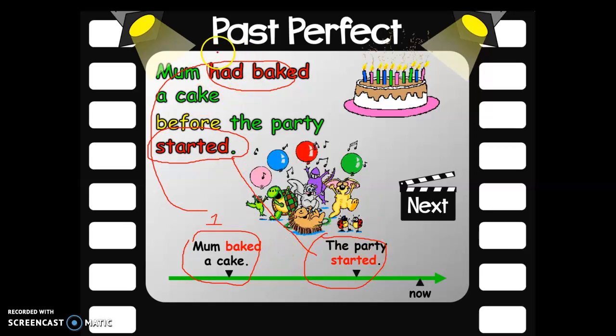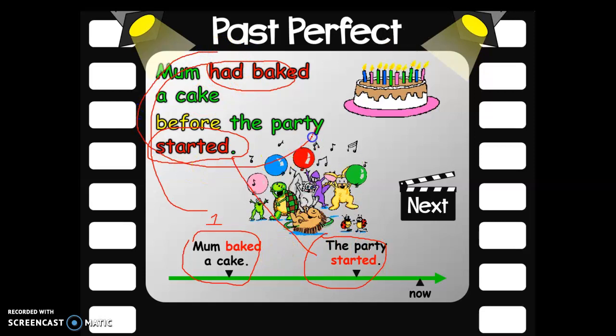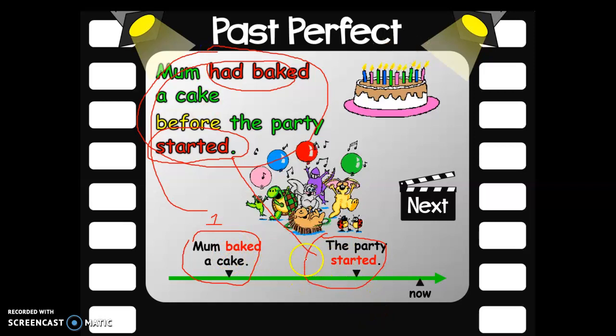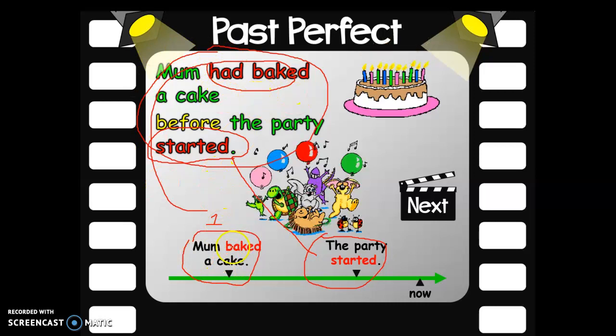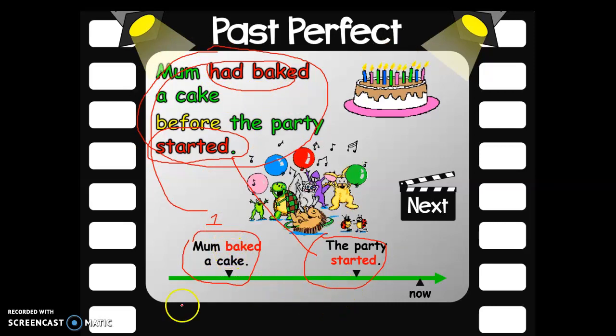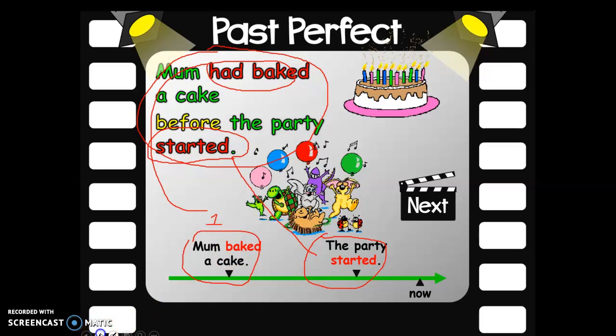Yes, and we have just one sentence. So both actions are expressed in one sentence, but the first one that happened is in the past perfect and the second one is in the simple past.